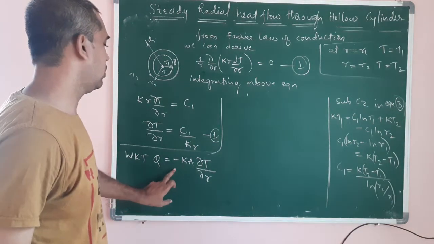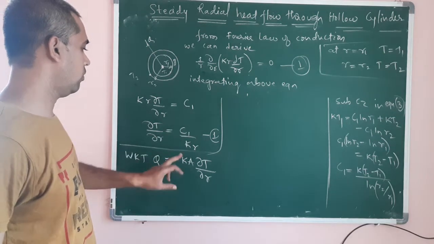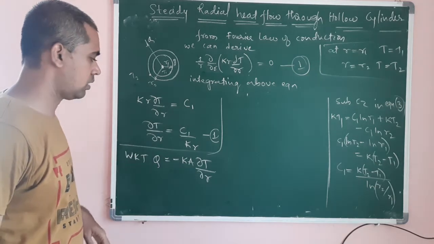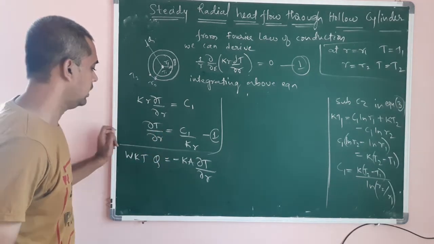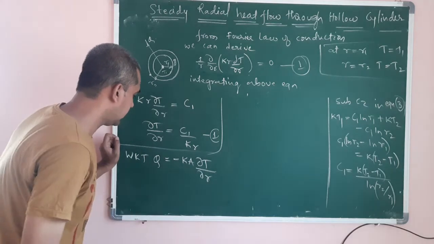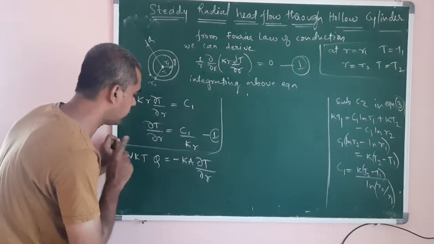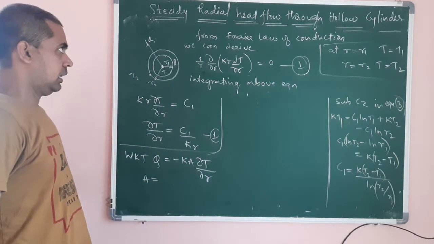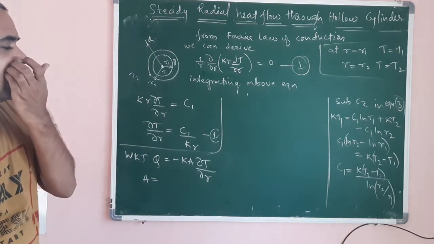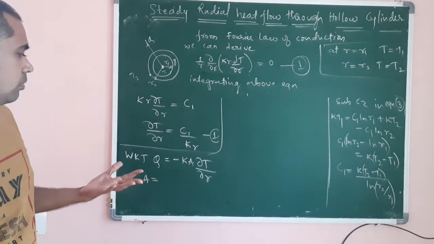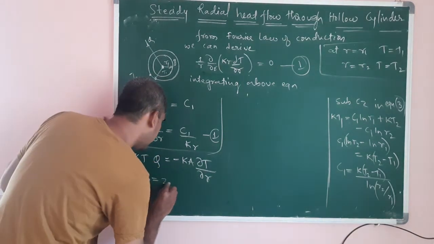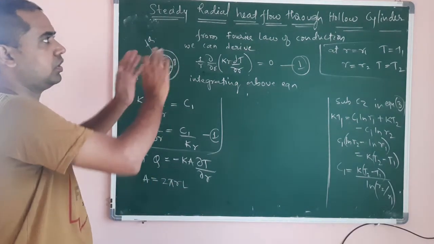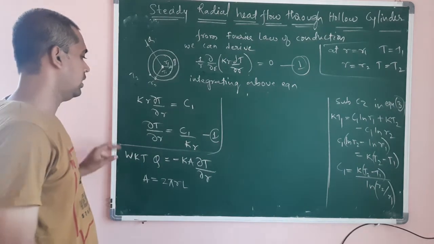Now, this Q we have to calculate. Dou T by dou R, if I substitute C1 in this equation, I will get dou T by dou R. We have to calculate Q here. We know the area. For conduction, area we have to take as area normal to heat transfer. It will be 2 pi R into L. L is the length of the hollow cylinder, R is the radius.